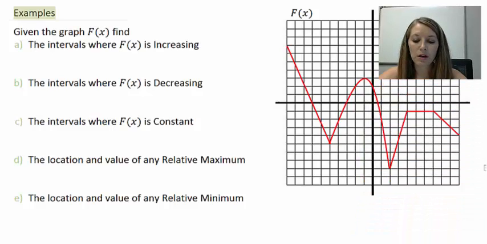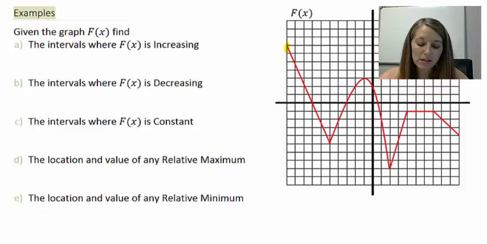This example is given the graph, and this graph can only be defined as a piecewise function. There is no possible function here that will give me this graph without it being a piecewise function. But nonetheless, we still want to figure out where it's increasing, decreasing, constant, maximum, and minimum. So let's just start by tracing it from left to right.